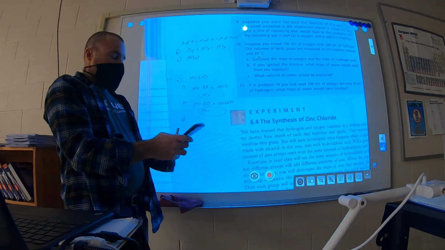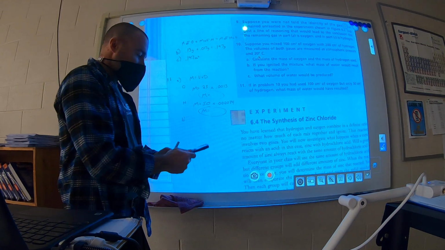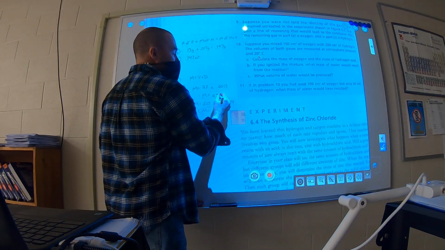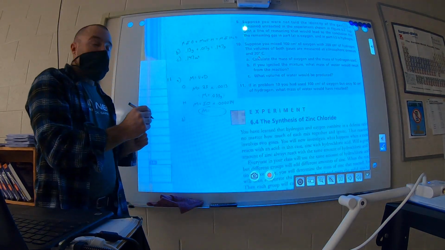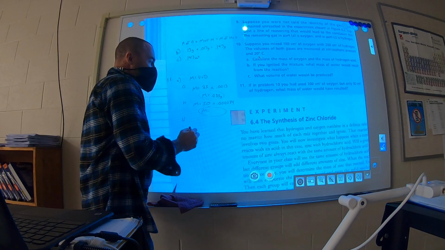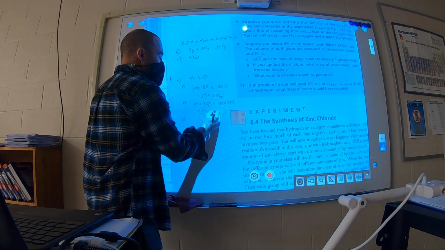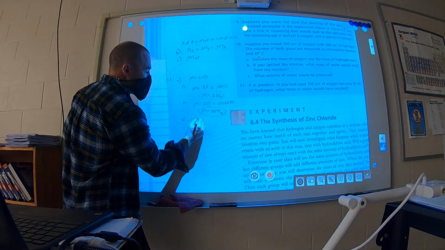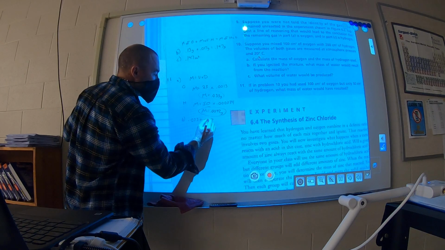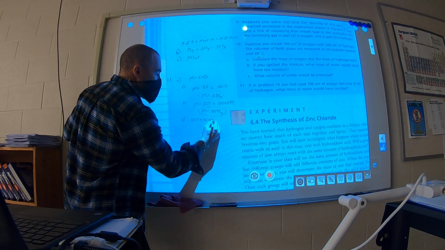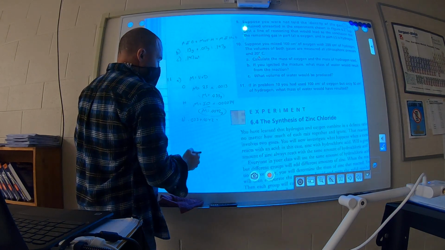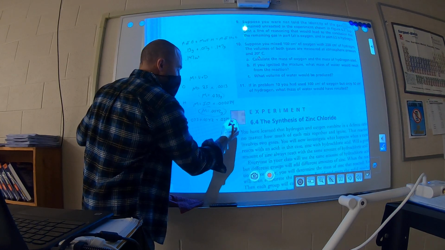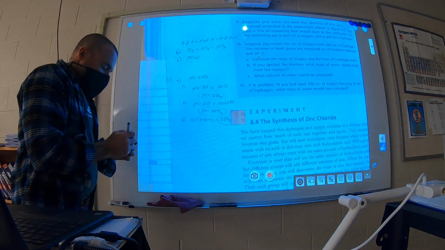So 25 times 0.0013 is 0.0325, so I'm going to call it 0.033 grams. And then for hydrogen, 0.0042 grams. And so we could just take 0.033 plus 0.042, and you get 0.0372 grams of water. Now that's the hard way to do it.